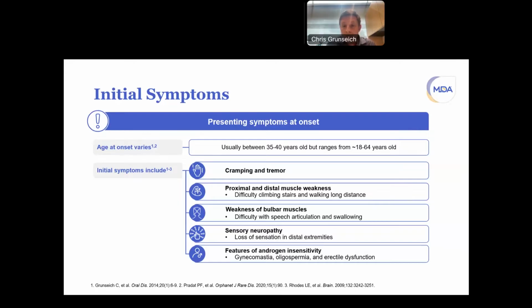Patients can also manifest initially with sensory neuropathy. This is usually in a length-dependent distribution, so patients will have loss of sensation initially in their toes or their fingers, and there also may be evidence of androgen insensitivity. Many of our patients will report gynecomastia even before the onset of weakness, so it's important to keep that in mind. And then other features of androgen insensitivity can be the oligospermia and erectile dysfunction. Next slide.